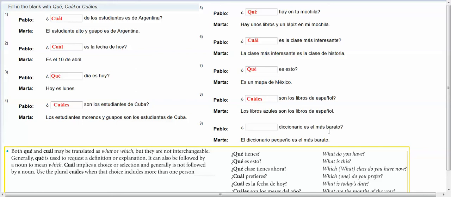Blank diccionario es el más barato. El diccionario pequeño es el más barato. So again, we're asking for a choice. Which one's the most inexpensive? And it's singular this time because you're asking for just the one dictionary. So it's going to be ¿cuál? ¿Cuál diccionario es el más barato?